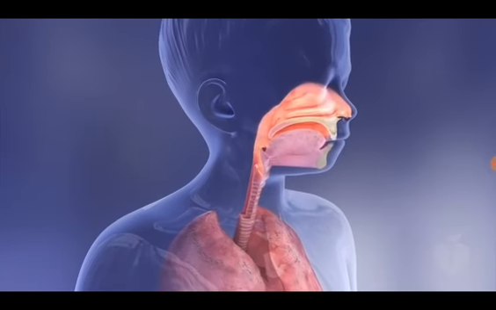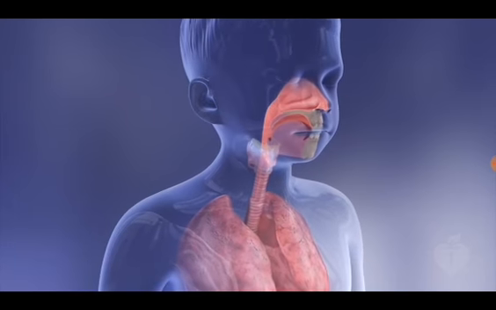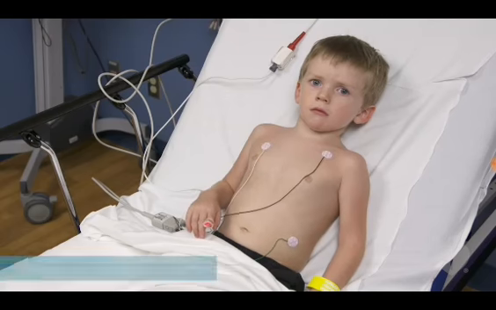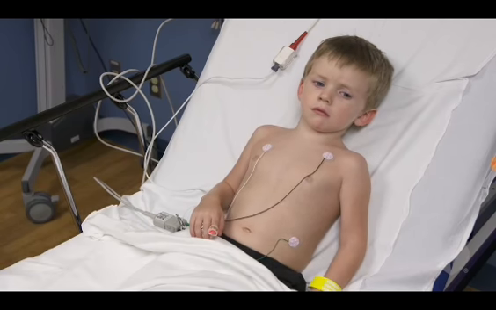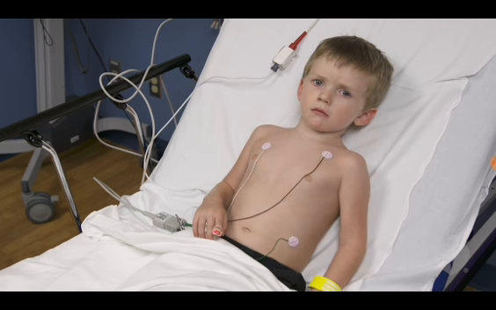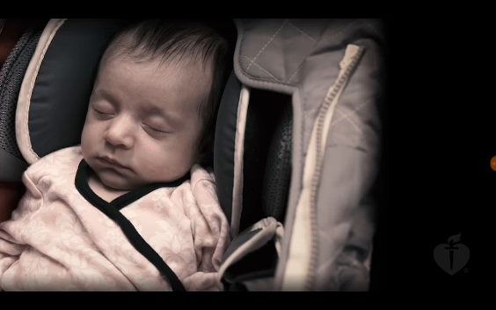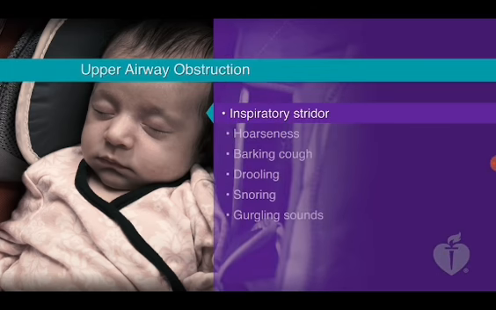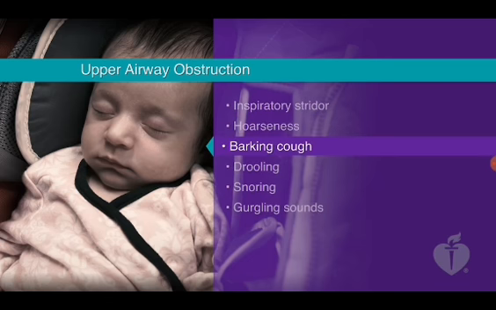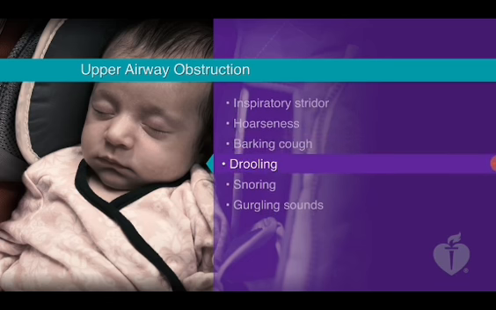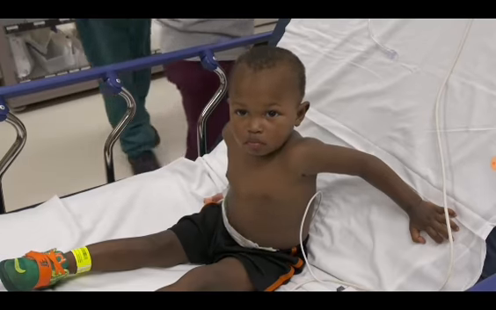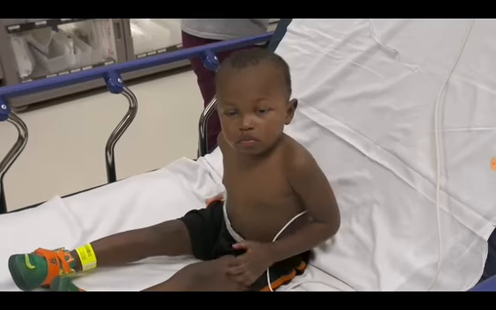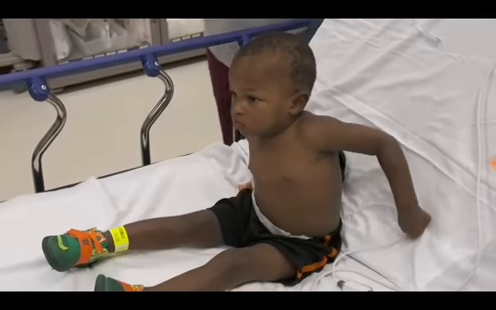The child with upper airway obstruction, such as croup, typically has increased respiratory rate and effort. Signs of increased effort include retractions and nasal flaring. Retractions occur in children because of their increased chest wall compliance and the negative intrathoracic pressure. The child with upper airway obstruction often has inspiratory stridor, a high-pitched inspiratory sound, hoarseness, and a barking cough. Other signs of upper airway obstruction may include drooling, snoring, or gurgling sounds. Responsive older children with upper airway obstruction often position themselves in a way that makes their breathing easier. They should be allowed to remain in a position of comfort.